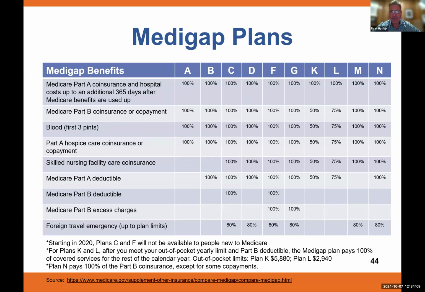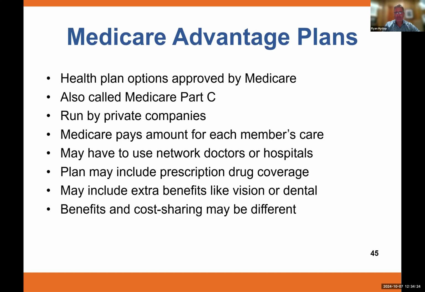These are examples of the different plans. Again, go back on the YouTube. You can take a screenshot. You can go through this. Most popular plan is F, far and away. G is a close second to C, close third, and it's just based on all the different benefits that the plan provides. Medicare Advantage. This is the other side.